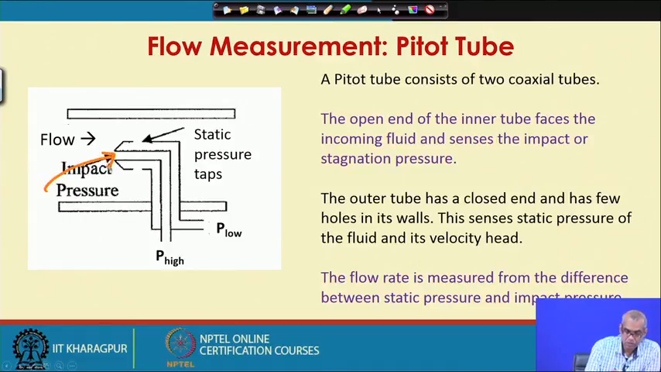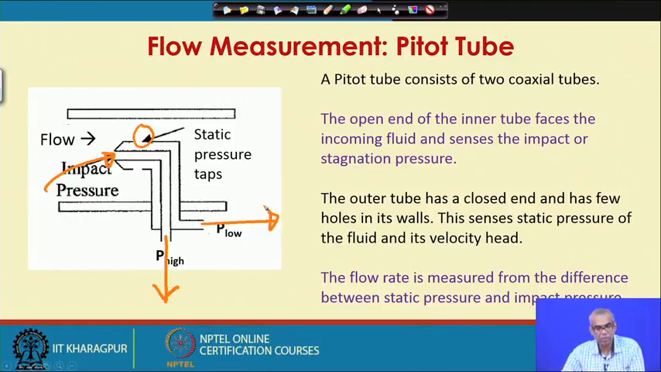So, this is the inner tube and faces impact pressure. These are the holes on the outer tube which measure static pressure, so impact pressure and static pressure is higher. So, this is the pressure connection for higher pressure to the differential pressure gauge, and this is the lower side of the pressure which measures the static pressure.